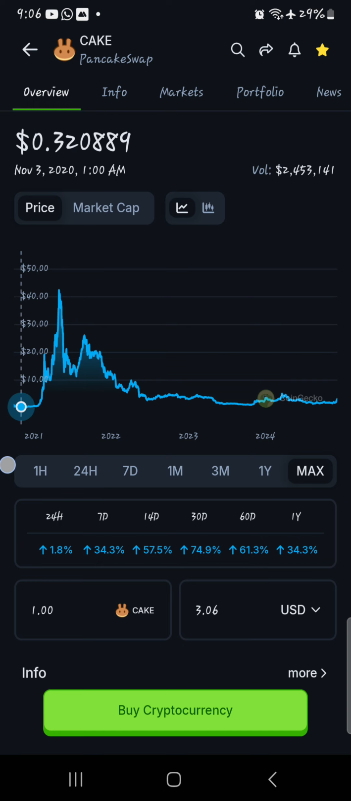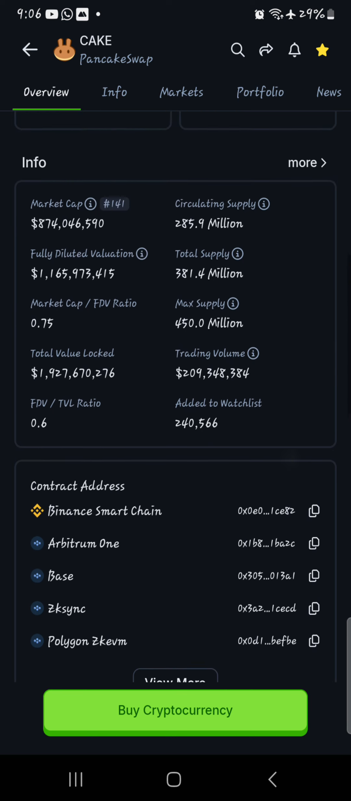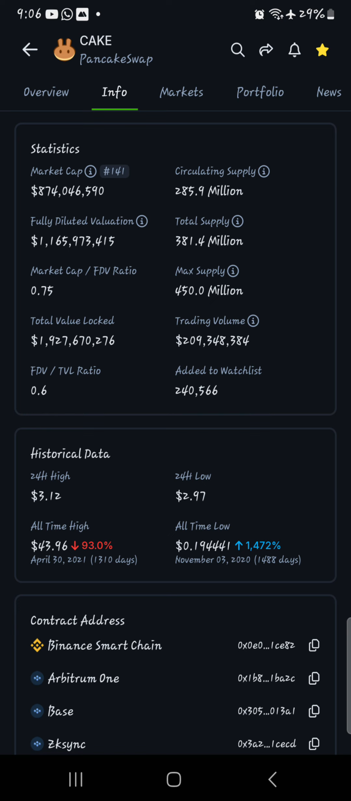And trust me, this is not the all-time low. These tokens are often coming from really, really, really low. Okay, let's see. Their all-time low, you see, 0.19. And again, trust me, this is not the all-time low. It would have been way lower than this. This was when it got on CoinGecko.